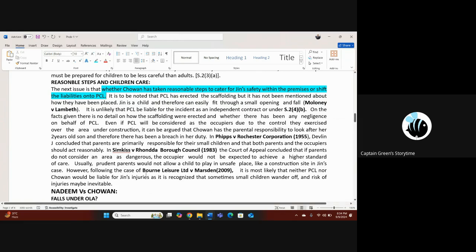of his child. However, usually prudent parents would not allow a child to play in unsafe places like a construction site, as in Chuan's case. However, the following case of Bone v Leisure is an important case, let me highlight it. It is most likely that neither PCL nor Chuan would be liable, as it is recognized that sometimes children wander off and the risk of injuries may be inevitable. Now, at last, I have stated that neither of them will be liable, just because in this case the child might have wandered off, he might have been afraid, thus he fell into a trench.